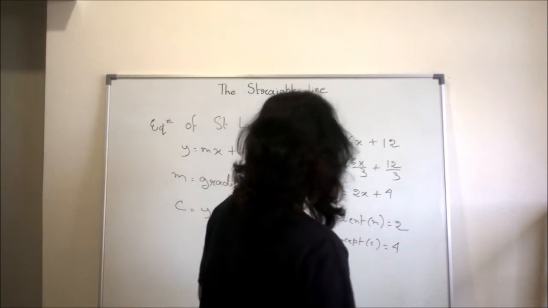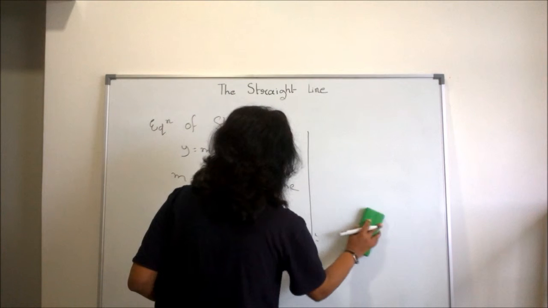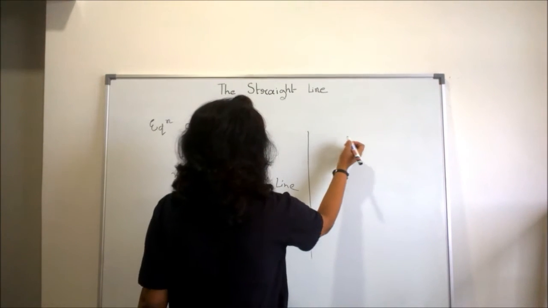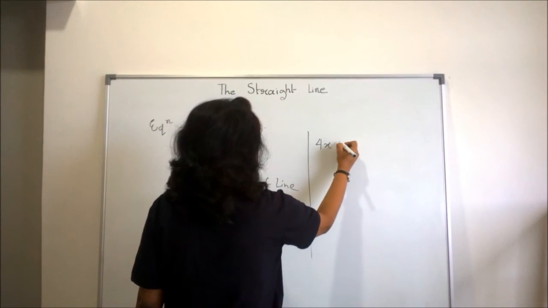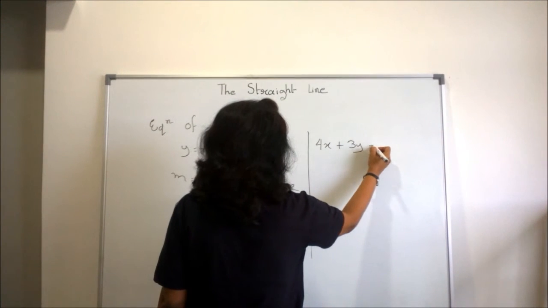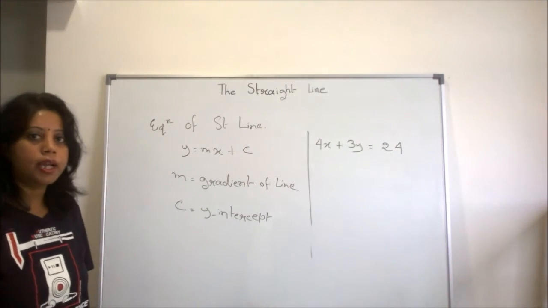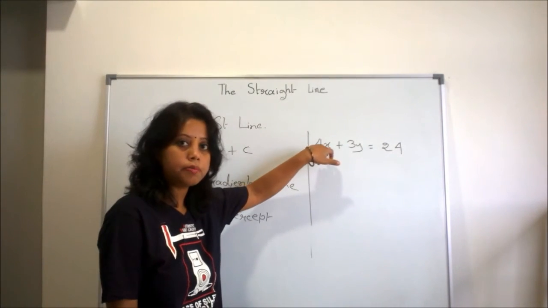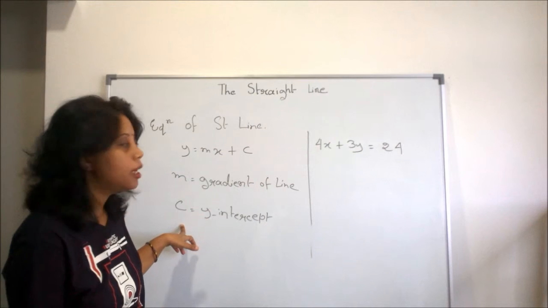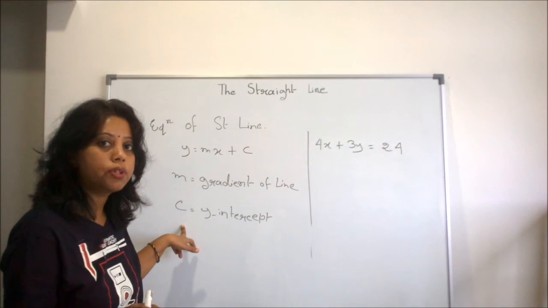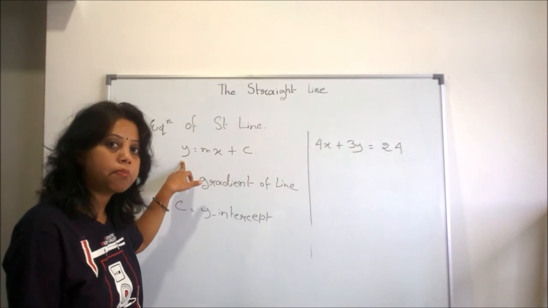Now if the equation is given in some different form, let us take the equation of the straight line as 4x plus 3y is equal to 24. It is also the equation of a straight line. From here we have to find the gradient and y-intercept. In that case also we first represent it in the general form of the straight line, that means y is equal to mx plus c.